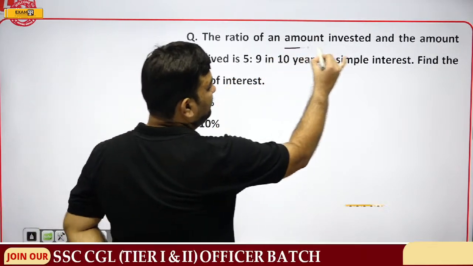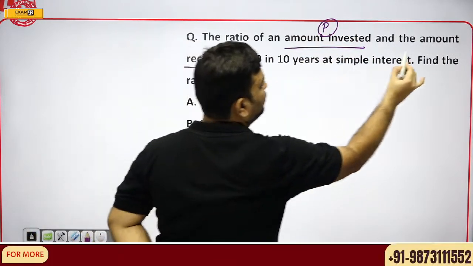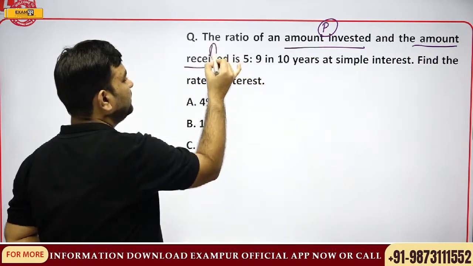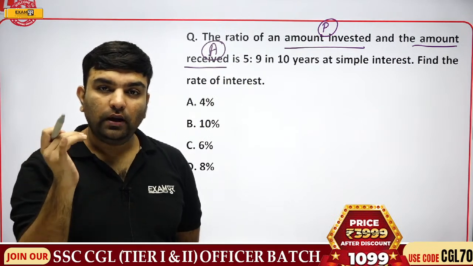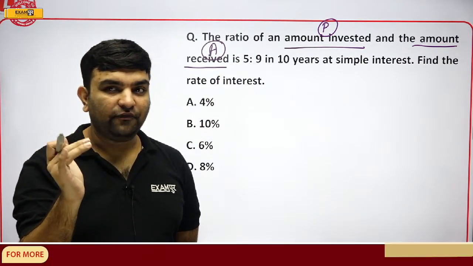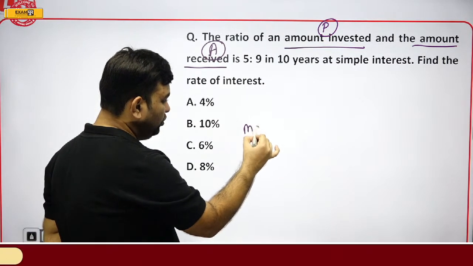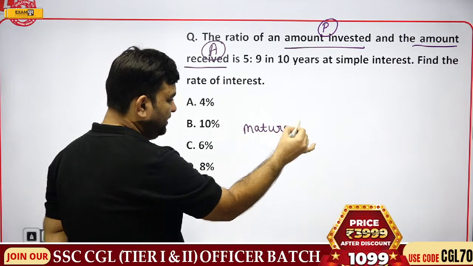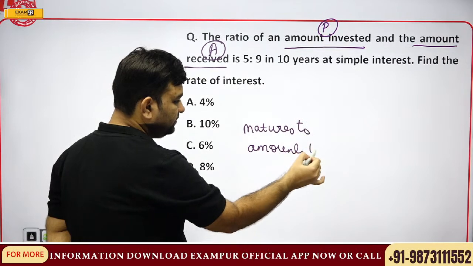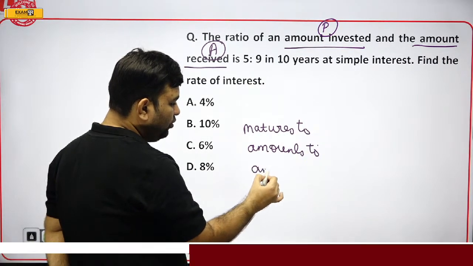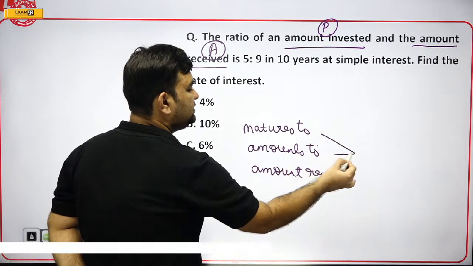Amount invested is the principal, and amount received is the amount. Amount received matures to, amounts to. They refer to the amount, like matures to, amounts to, amount received. They denote the amount.